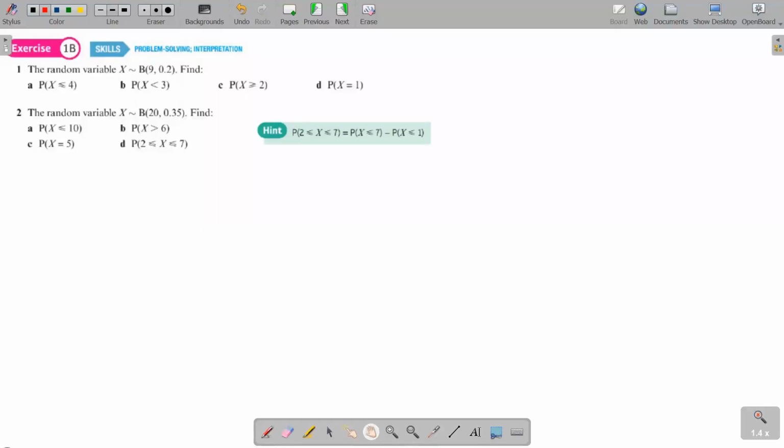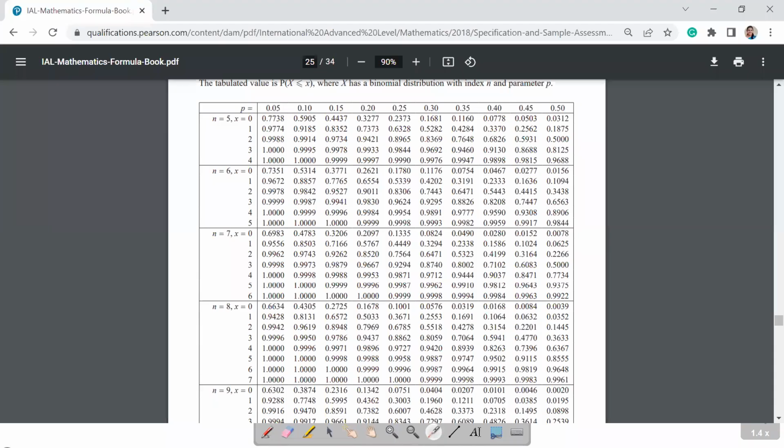Okay, so now let's practice with these exercises. Let's practice the cumulative distribution. Exercise 1B, question number 1. The random variable capital X follows a binomial distribution with n value 9 and probability of success 0.2. Find the probability X is less than or equal to 4. How do we find the probability less than or equal to 4? First thing is, let's go to the probability table and write down what we are supposed to do.